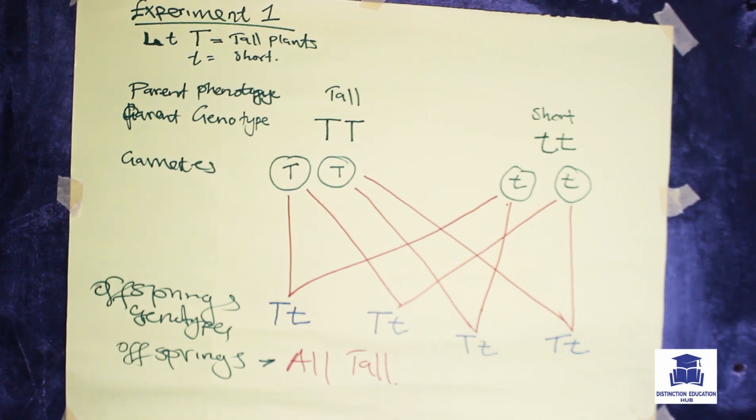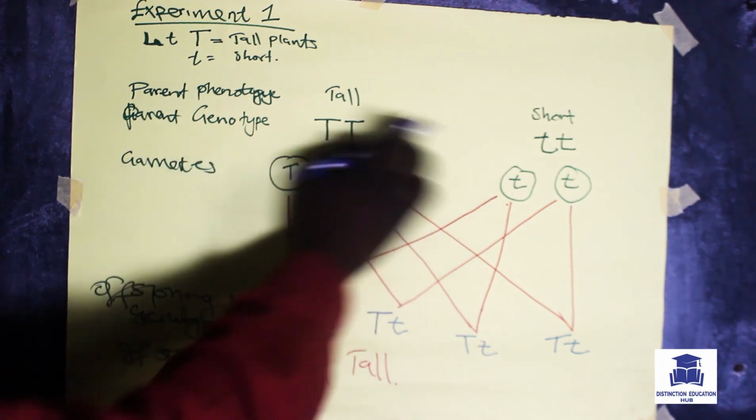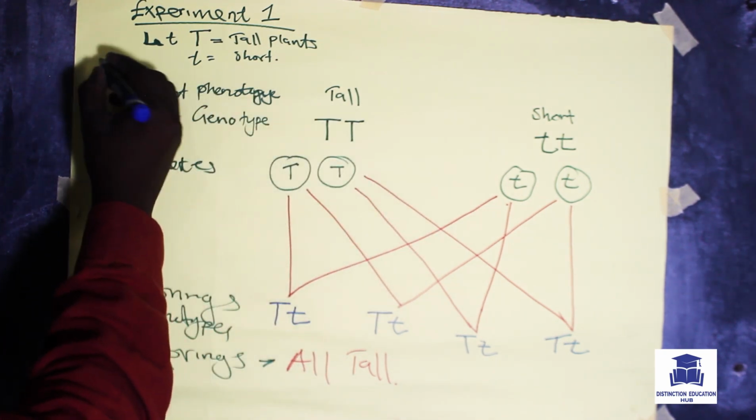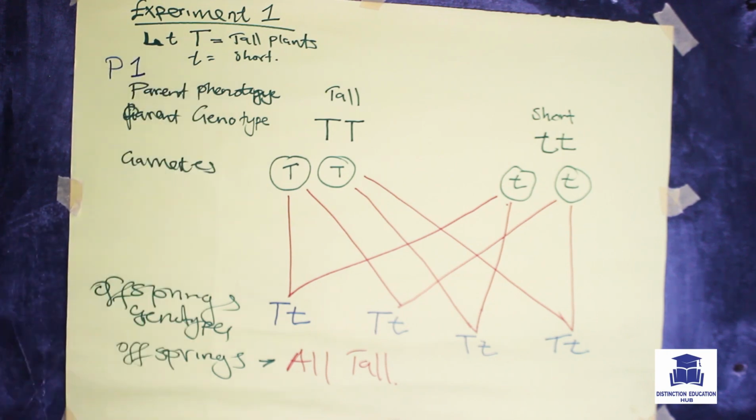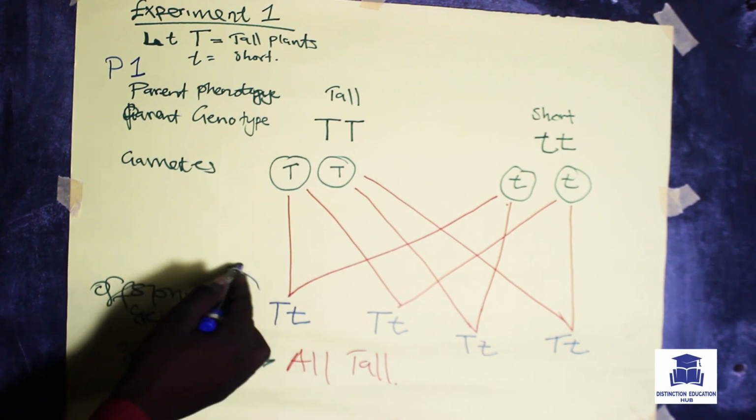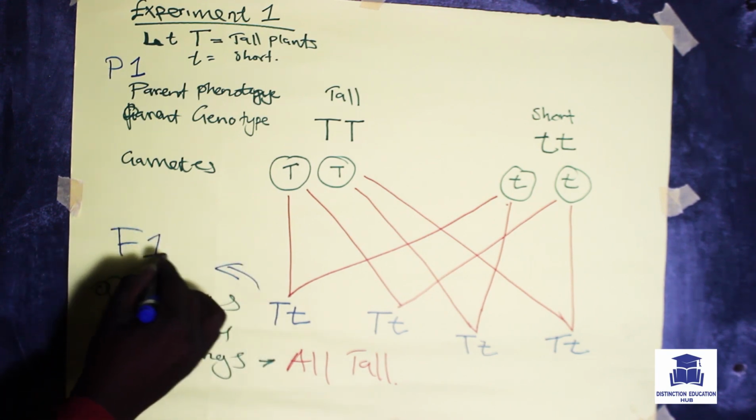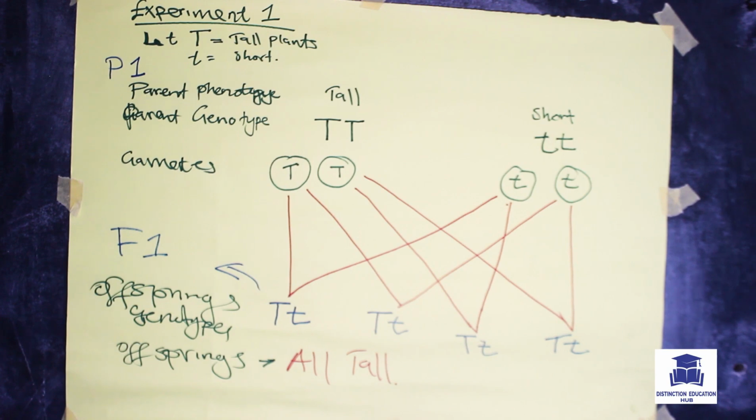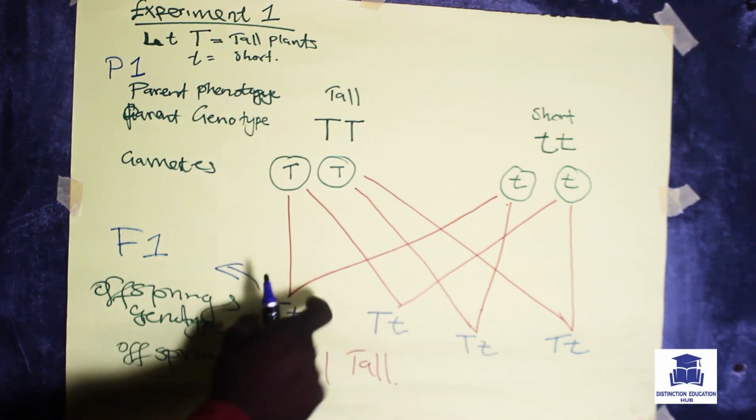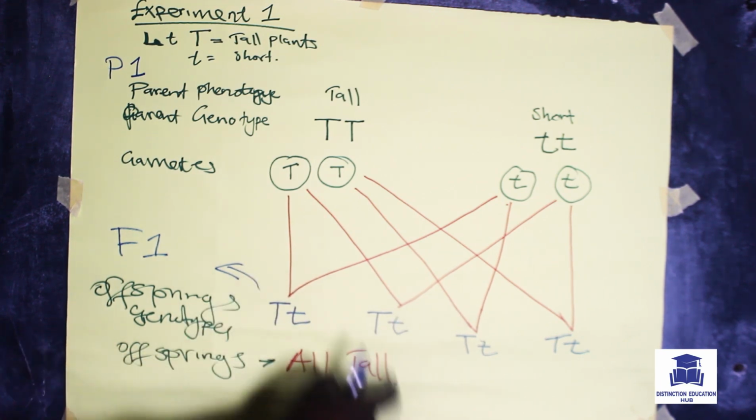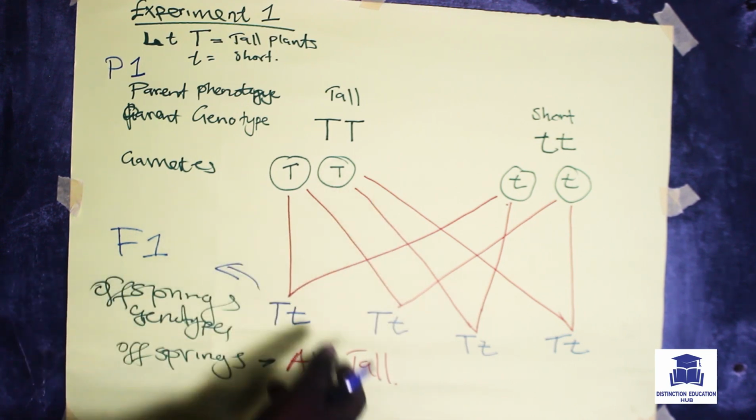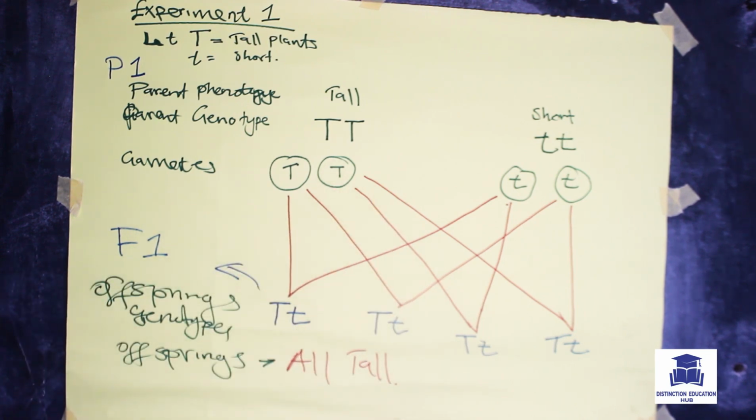So these are called what? These are called the first parental generation, and these offspring are known as the F1, which is the first filial generation, or offspring. So now what I'm going to do is use the first generation and do the experiment again and see what sort of offspring these parents will give us.